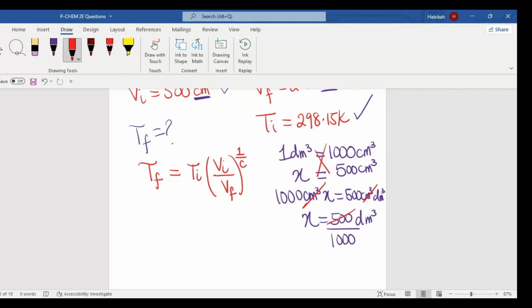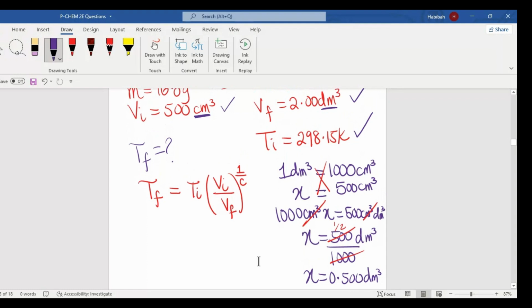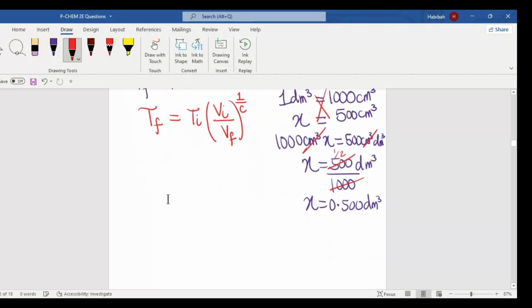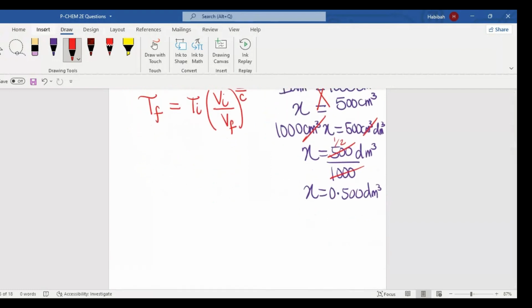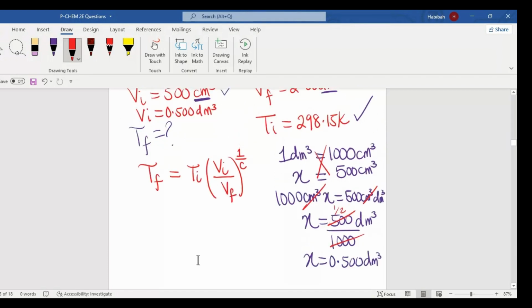Of course, with some simple calculation, we see that this is going to be 1 over 2. So X is actually going to be 0.500 decimeter cubed. That's basically what the V initial is in decimeter cube. So we can just rewrite our V initial up top to be 0.500 decimeter cube. Now, the next thing we're going to do is determine the value of C. We know that that's very important in order for us to input all the values here successfully. So to find C, we have to note this information right here.